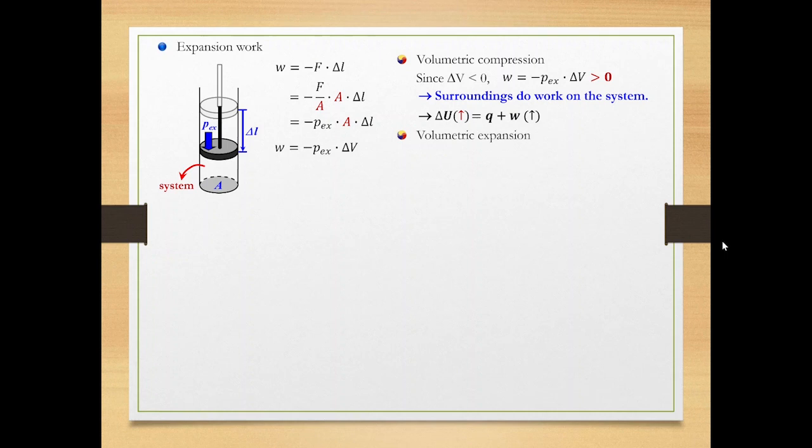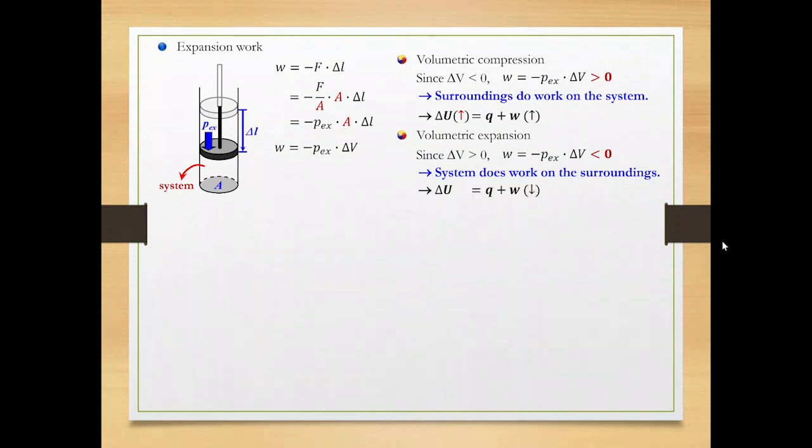In volumetric expansion, delta V is positive. This would make work negative due to the negative sign, and it implies that the system does work on the surroundings. Negative work also implies the system loses energy to the surroundings, leading to the decrease of internal energy.